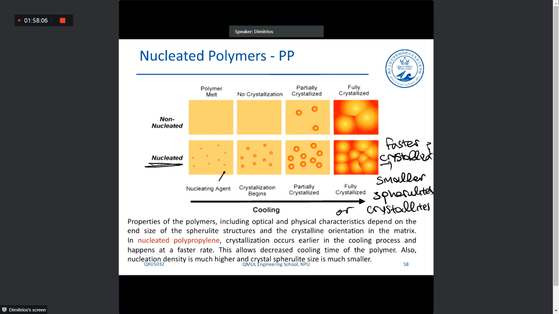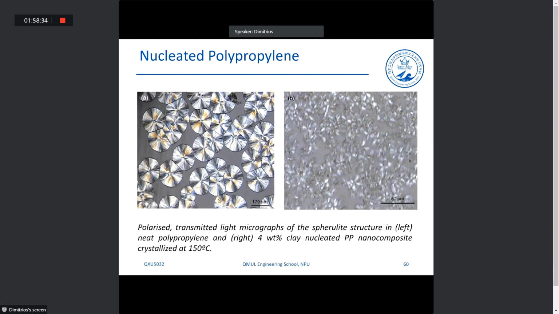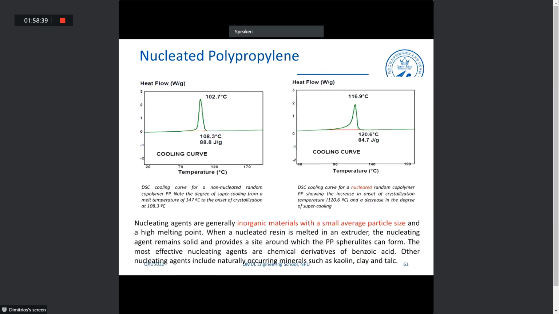So it is very important, if you want to control the speed of crystallization, to know that you will make the polymer crystallize faster, but your temperature won't be the same as the original non-nucleated polymer. Okay. And as you can see, this is non-nucleated and this is nucleated, much smaller crystals, and so on. And the same here for iPP plus clay.